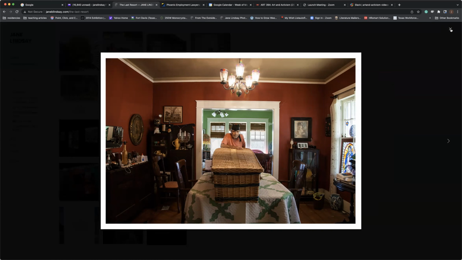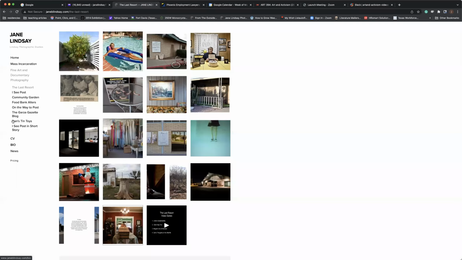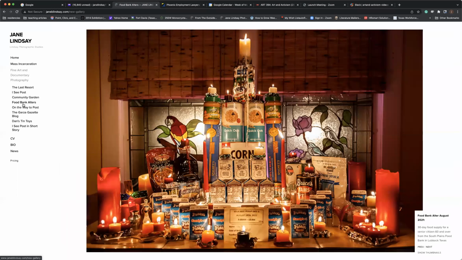All right, so the last thing I guess I'll show you, these food bank altars. Oh gosh, I don't think I'm going to go into the food bank altars. I'll do that in a lecture. Anyway, have a look at my website. I don't want to take too long on this video and get you bored before you even start the class. But these are altars I made. This is a 30-day supply for a senior citizen 60 and over, from the South Plains Food Bank in Lubbock, Texas.